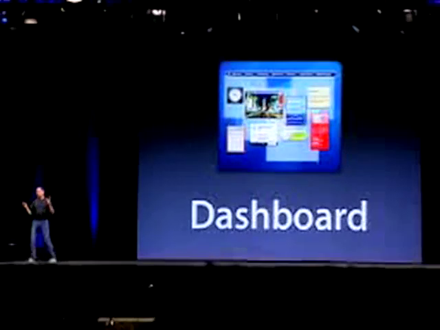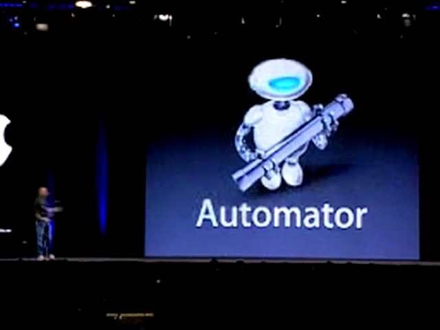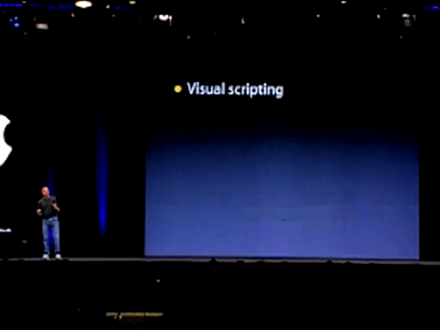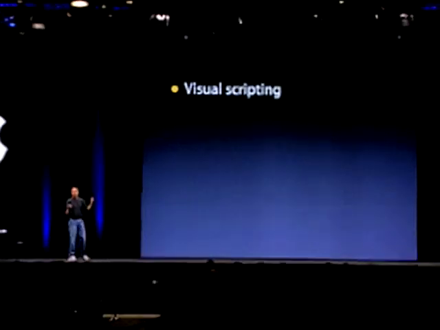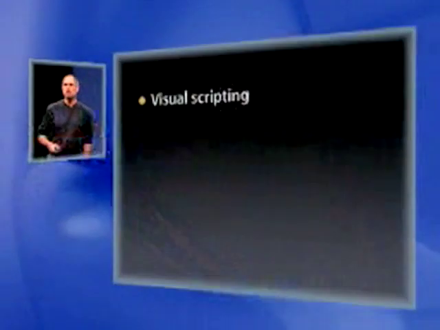Next up is a really, really cool app that I know I'm going to be using a lot of, called Automator. What is Automator? Automator is visual scripting. You know, we've had AppleScript. We have the best scripting in the land, but you have to learn AppleScript to use it. And our AppleScript team said, let's take this even further and do visual scripting.